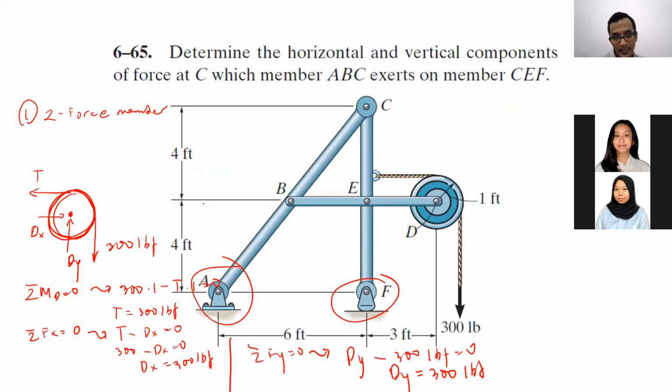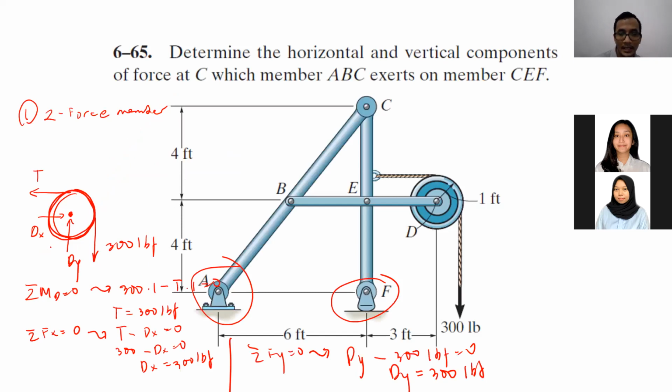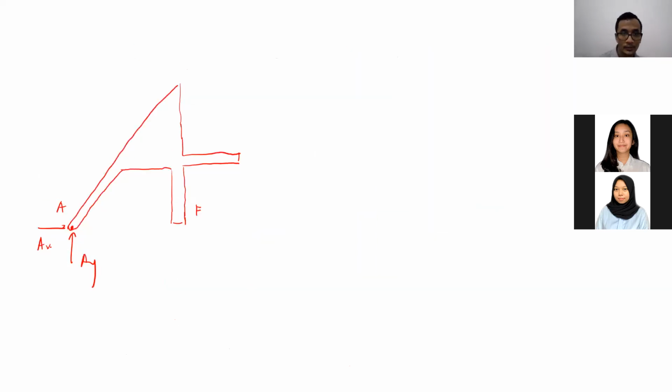At A, what is happening at A, Audrey? Is it a pin joint or roller joint? Pin joint. If it's a pin joint, then we have to replace the pin with what forces, Audrey? Reaction forces. We have two, AY, AX. At F, it's a roller joint. So the reaction forces because of the roller joint is supposed to be what, Audrey? Yes, FY. Only FY.